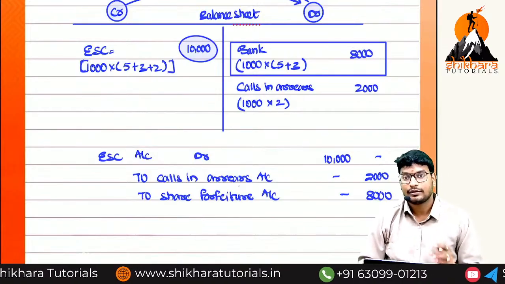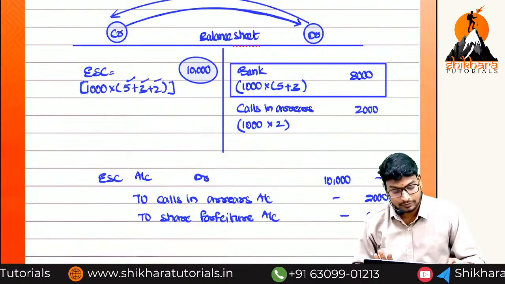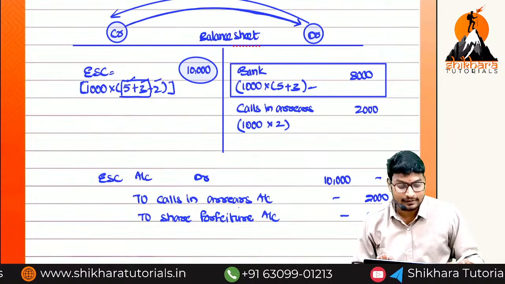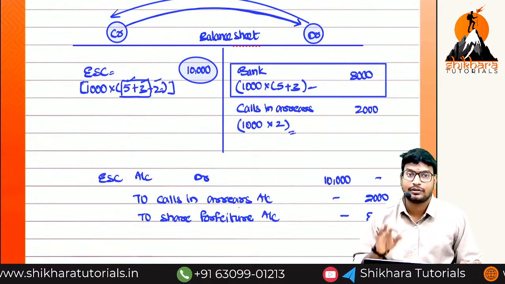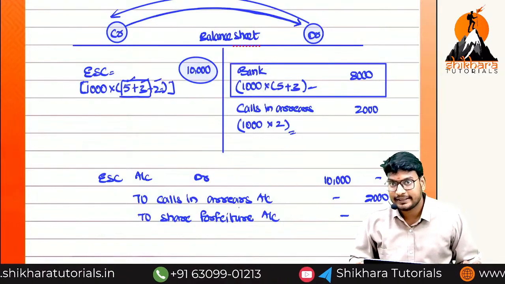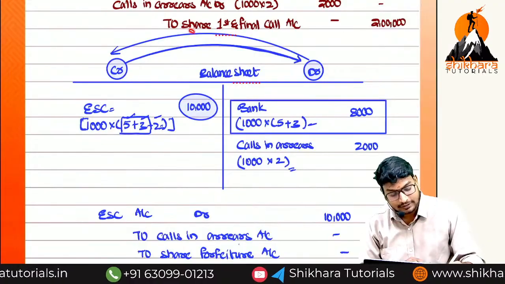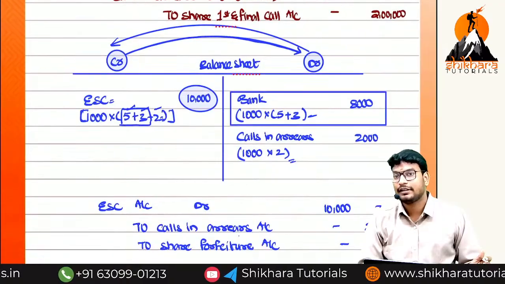Okay, guys? Now understand. First installment 5, second 3, and third 2. These 2 installments we have collected, so that is the reason we are writing it on the bank. This one we have not collected, that is the reason we are writing it on the calls in arrears. Now it is clear? Is there any doubts? So write this one. Sir, try to remember like this only. We are not mugging up the entries. We are understanding and we are writing. Okay?